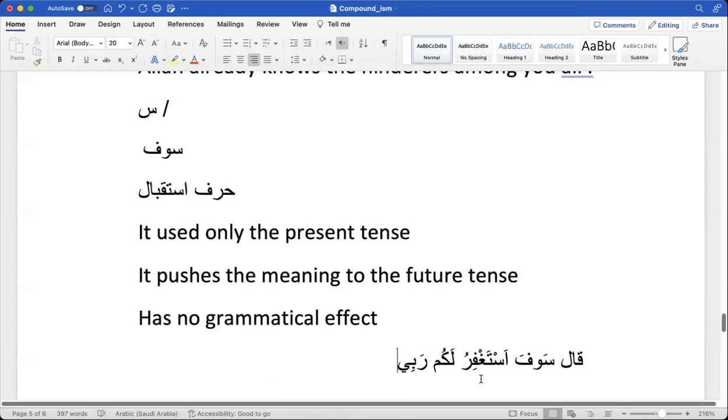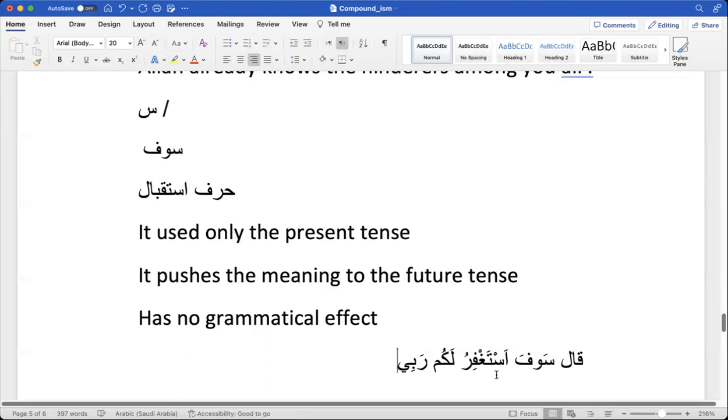Astaghfiru is like ansuru, the ana version. Ghafara means to seek forgiveness, and Astaghfiru means the same: I seek forgiveness. How will you translate Astaghfiru? I seek forgiveness.